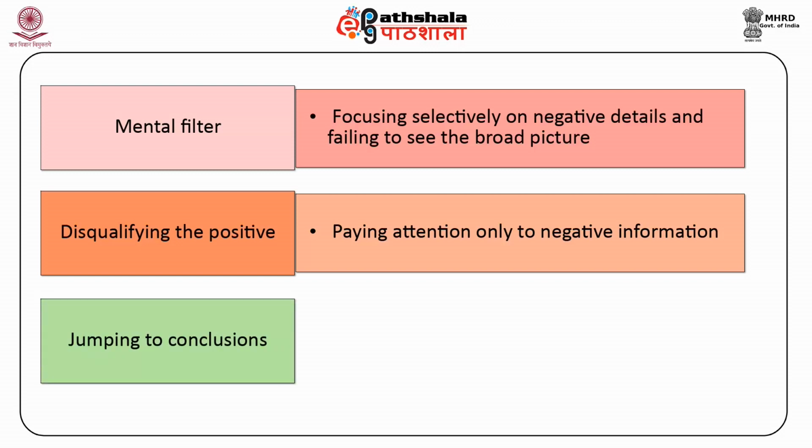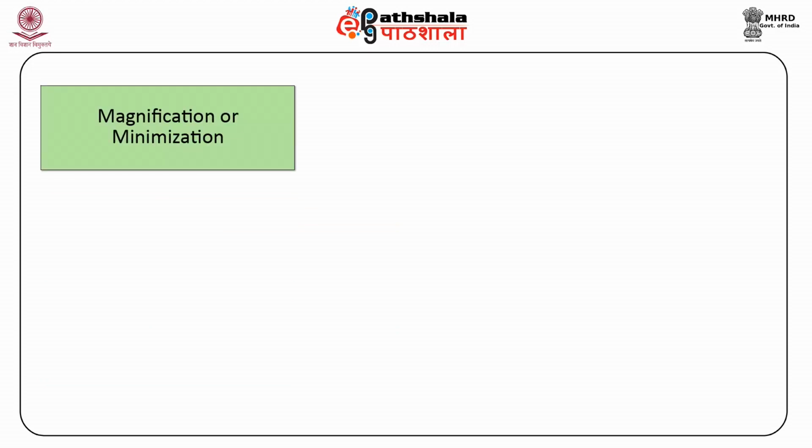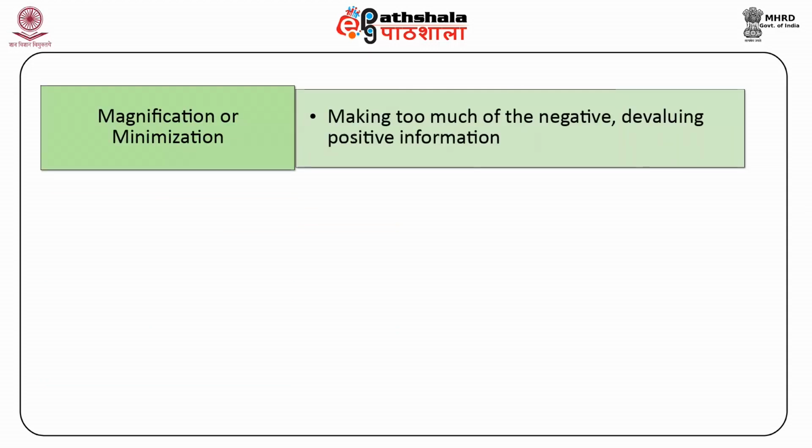Jumping to conclusions, arbitrary inferences. Drawing hasty and unwarranted conclusions. My son must be guilty. Someone saw him hanging around the school late that night. Magnification or minimization. Making too much of the negative, devaluing positive information. My son stole a candy bar from another child when he was 4. He was destined to become a criminal.